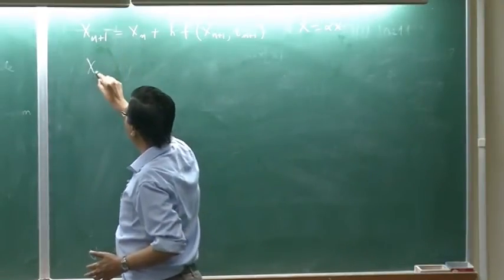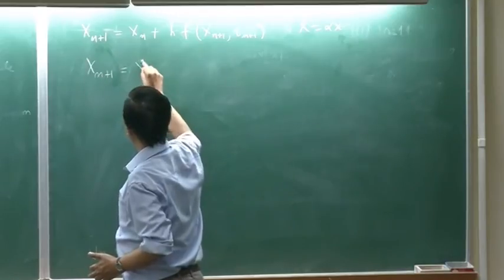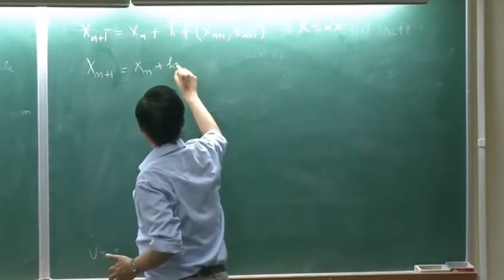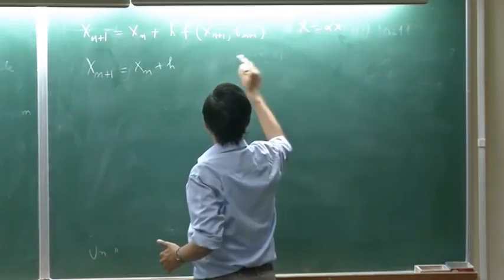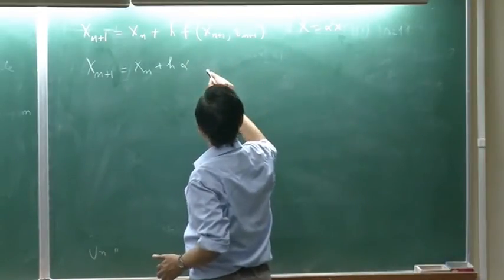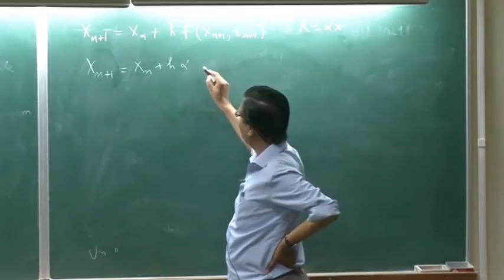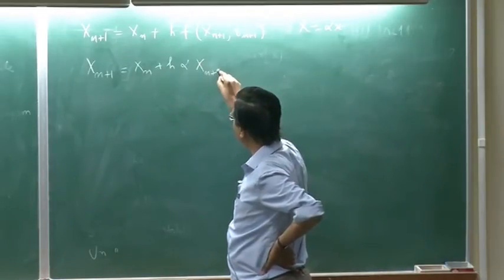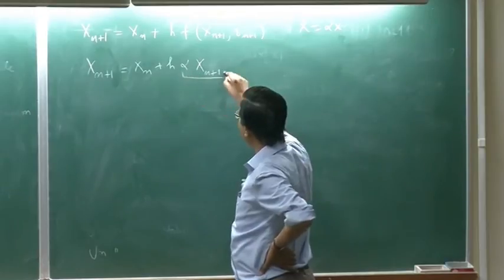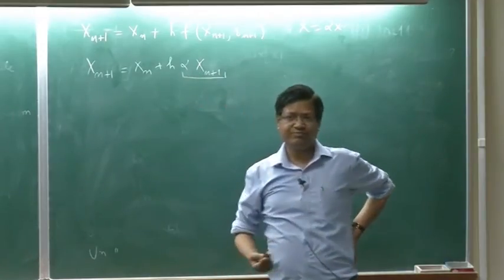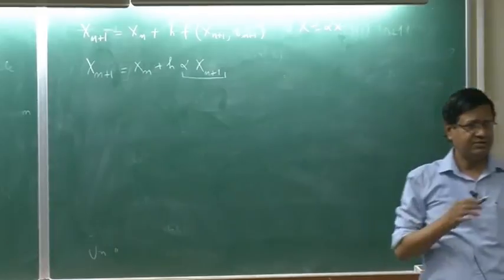So x_{n+1} is x_n plus h times alpha what? x_{n+1}, not x_n. So this is computed at n plus 1. Is that clear to everyone?